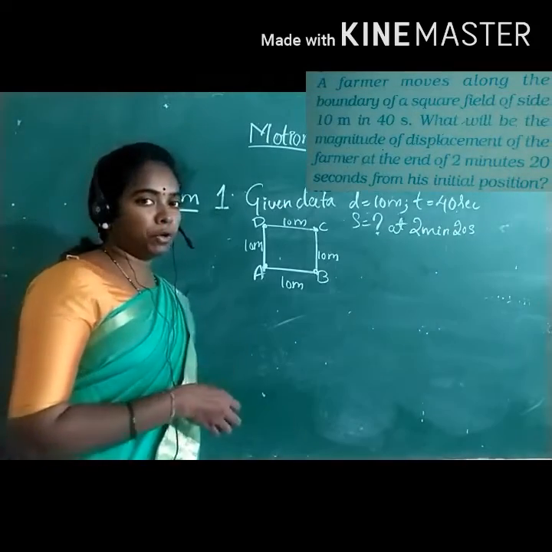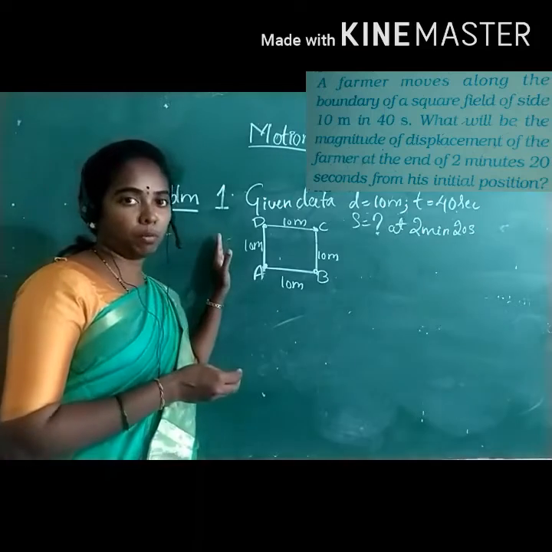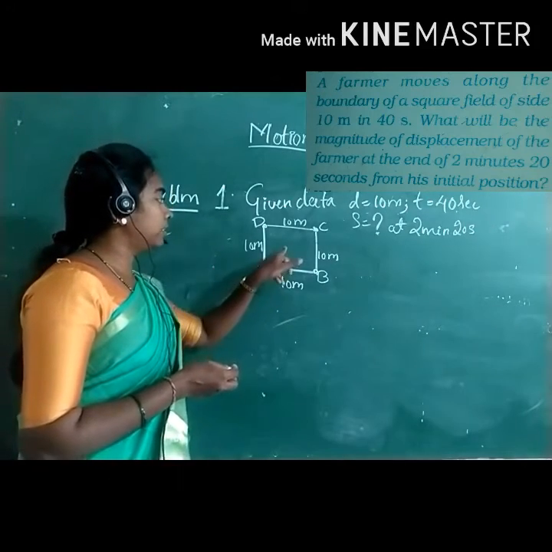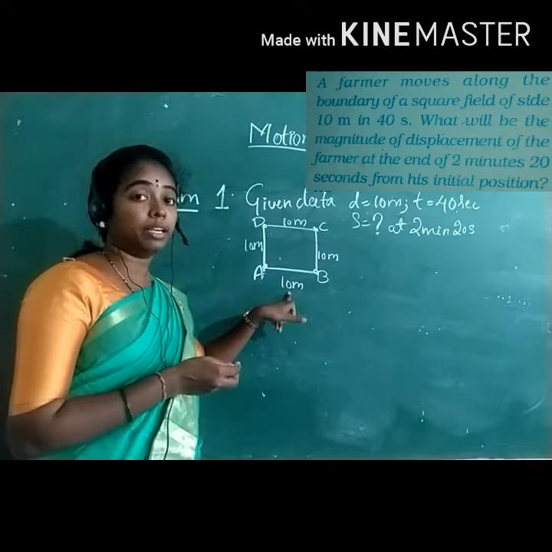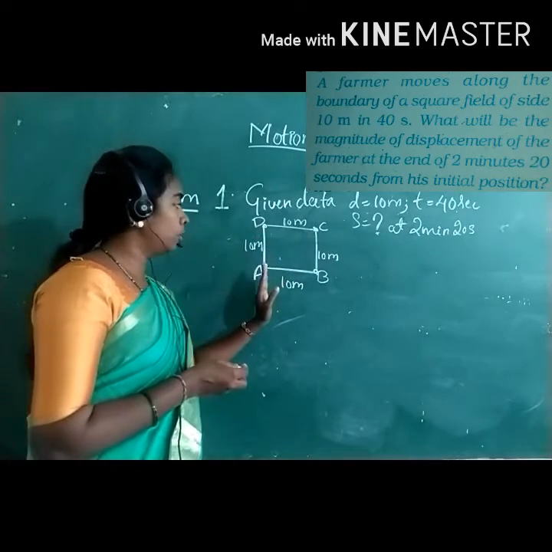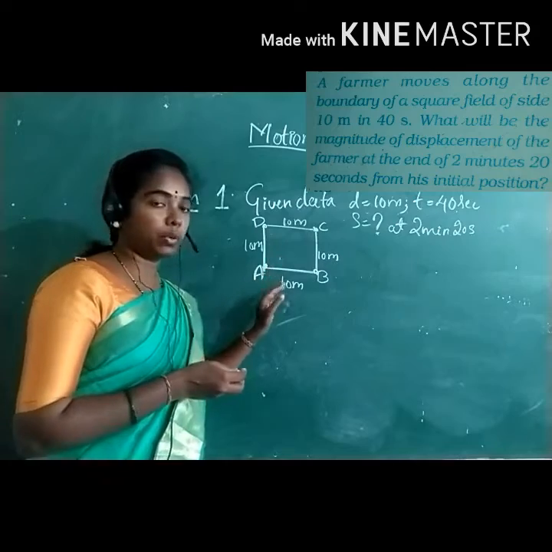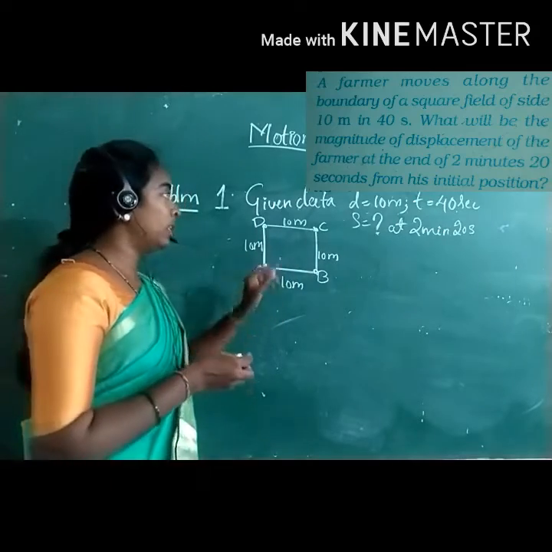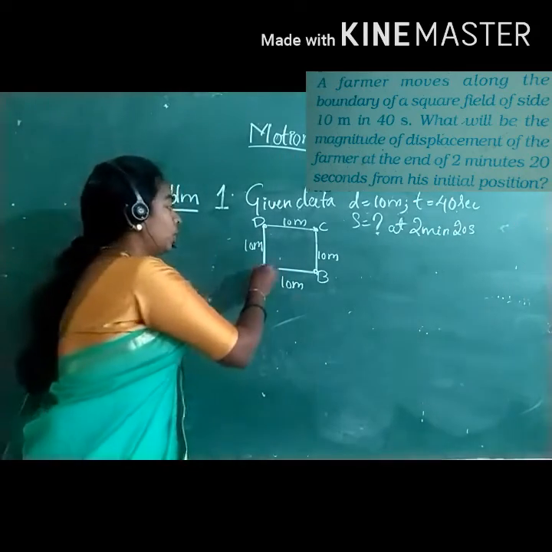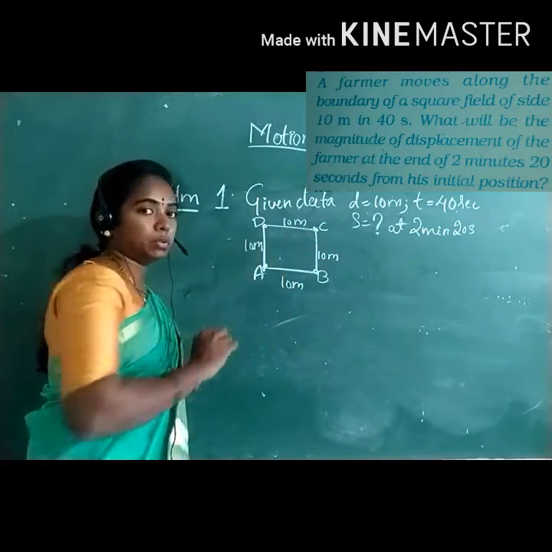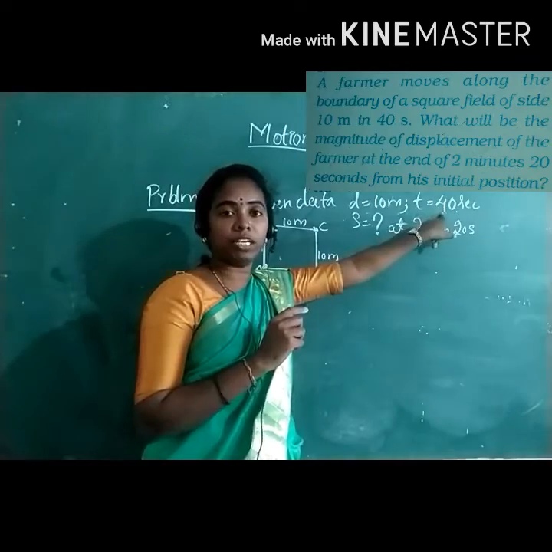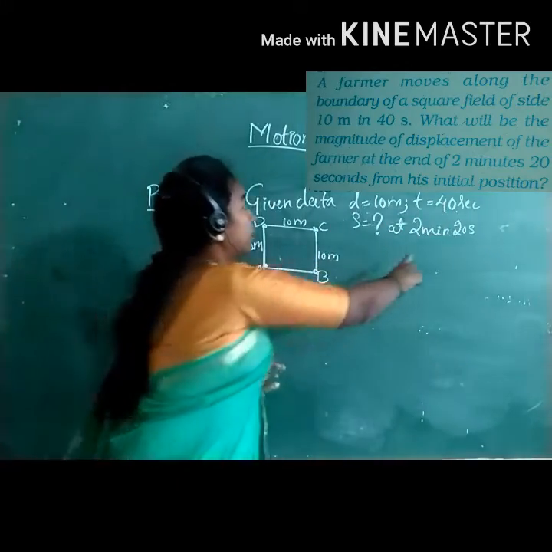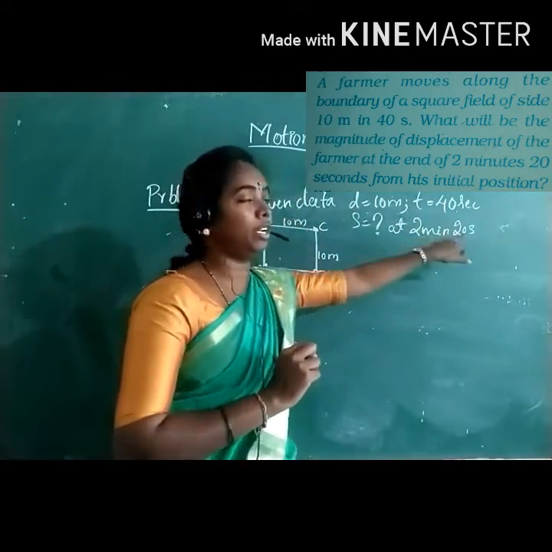Let us solve one problem. Here we have a farmer problem. The square field has a side of 10 meters. It has all sides equal, so the total circumference of the square is 40 meters. The farmer is going to travel along the boundary of the square field, and one round will be traveled in 40 seconds. Let me first convert the given time, 2 minutes 20 seconds.